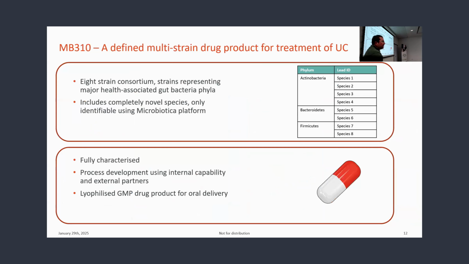So with that, we developed MD310, which is a consortium of 8 different species, covering the major health-associated bacterial phyla, so Actinobacteria, Bacteroidetes, and Firmicutes. They are all novel species, only identifiable using our own platform. They're fully characterized bacterial species, and we've done process development and preclinical development internally and also using external capabilities. And we have a lyophilized GMP product for oral delivery.